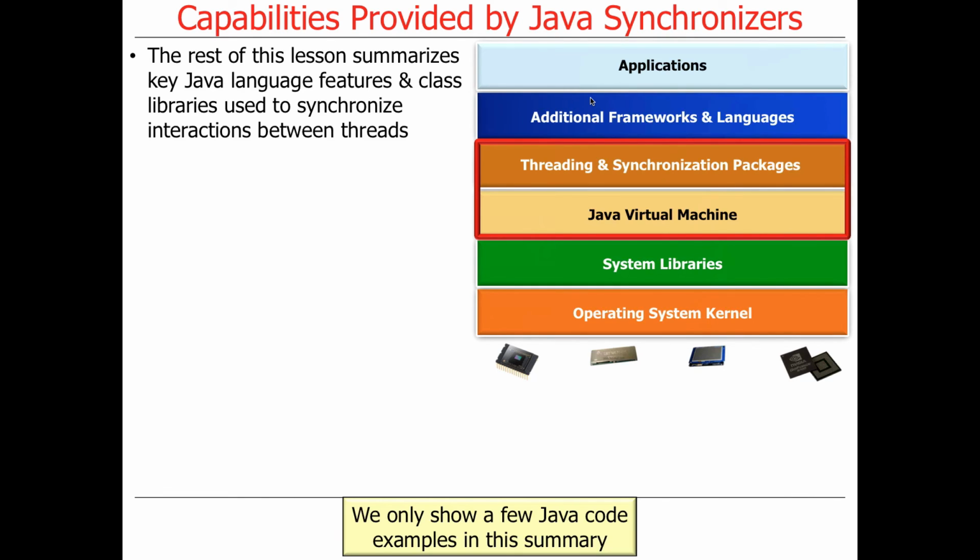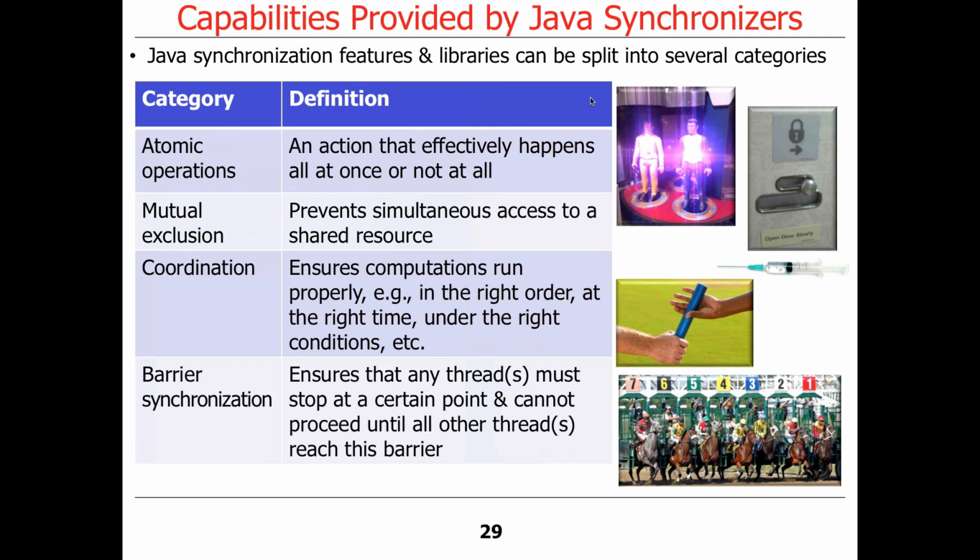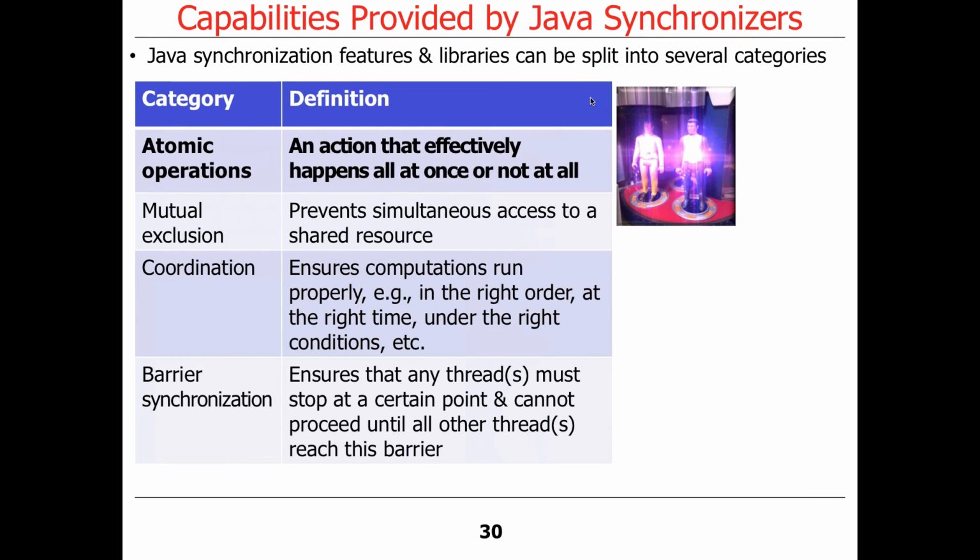We won't show a lot of Java code examples at the moment, but when we get further along, we'll show lots and lots of them. Here are the categories of synchronization features and libraries that exist within Java. As you can see, there are 4 different categories. Atomic operations are actions that can happen all at once or not at all from the point of view of a program. It's like the transporter on Star Trek. You either transport or you don't.